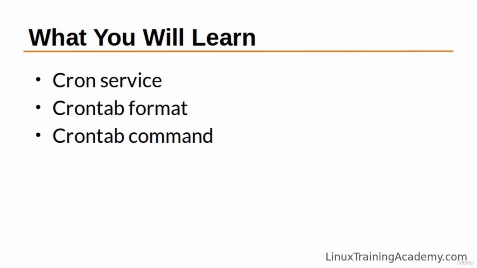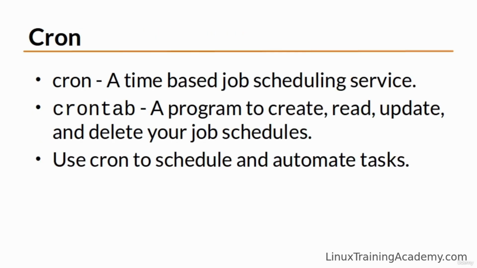This lesson covers the cron service, the crontab or cron table format, as well as the crontab command. If you need to repeat a task on a schedule, you can use the cron service. The cron service is a time-based job scheduling system that starts when the system boots. Every minute, the cron service checks to see if there are any scheduled jobs to run, and if so, it runs them. Cron jobs are often used to automate a process or perform routine maintenance.